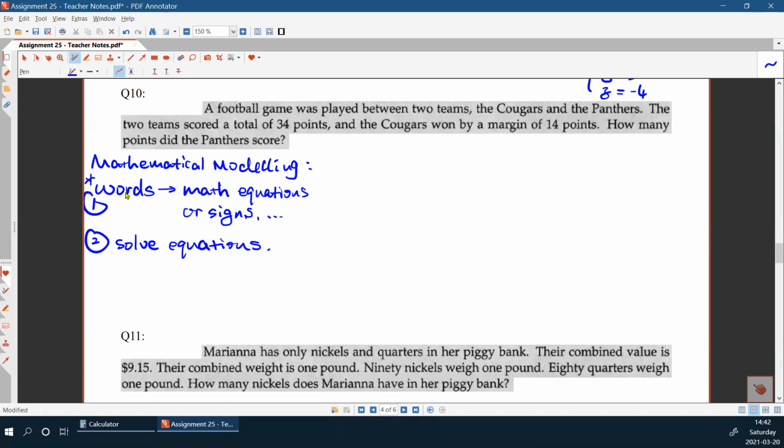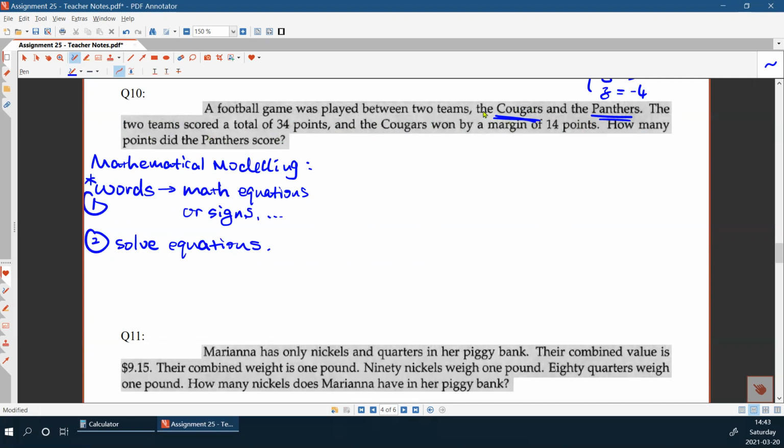Okay, so first step is the key. Let's have a look at how we can do this. Question 10 tells you a football game was played between two teams, the Cougars and the Panthers. So here we have two teams, right? The two teams scored a total of 34 points. The Cougars won by a margin of 14 points. How many points did the Panthers score?